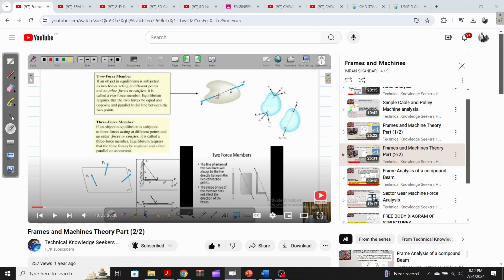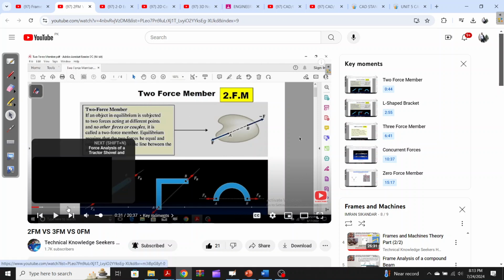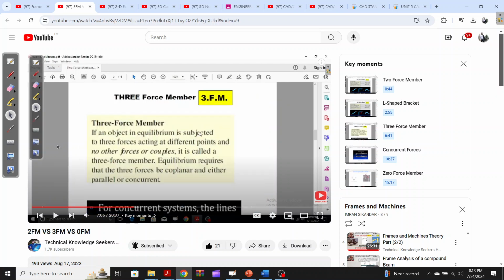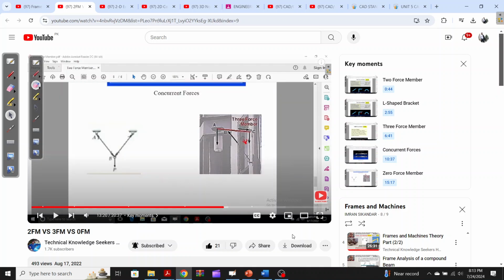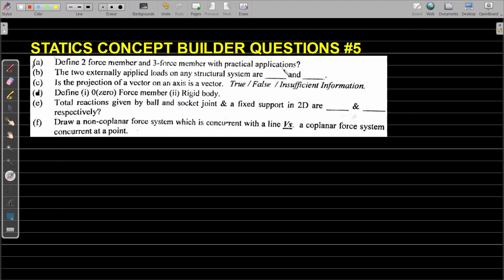Apart from that, you can also go to my video, 2FM versus 3FM versus 0FM, a very important video. It explains the concept of a two force member, the concept of a three force member, and the concept of a zero force member, with practical pictures and explanations. You can see how a zero force member, a two force and a three force member are defined with practical examples. So this is how you shall be solving this very small 2 marks problem with practical applications.